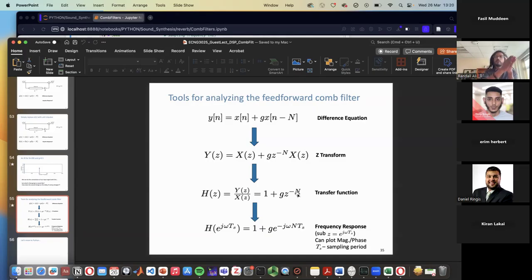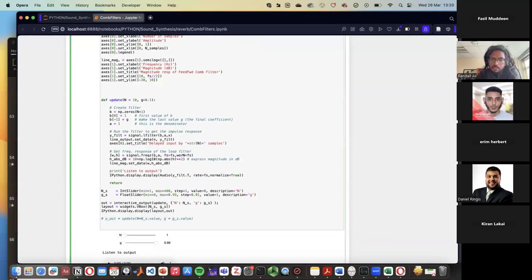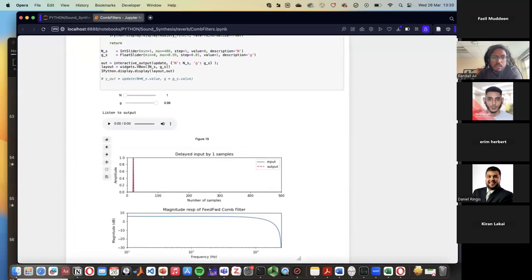So the first coefficient is going to be 1, and then you're going to put zeros to delay all of the signals up until some value of n. And then that last value is going to have just a gain on G there. And so that's essentially what I've done here.